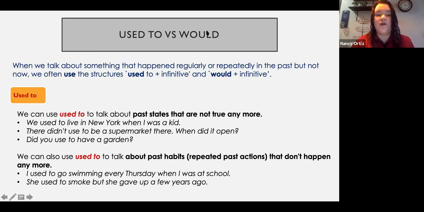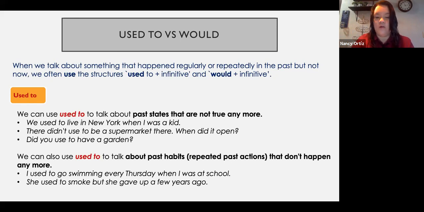We can also use "used to" to talk about past habits. These are repeated actions that don't happen anymore. Example: I used to go swimming every Thursday when I was at school. So it was a routine for this person to go swimming. It was an action in the past that repeated. It happened a lot of times, every Thursday.